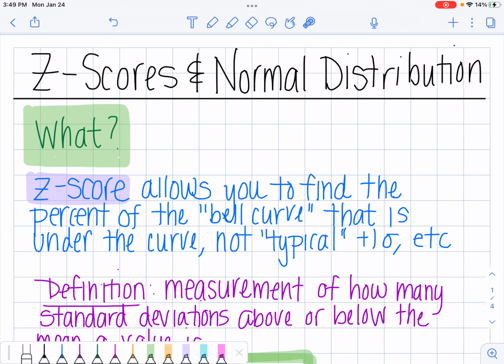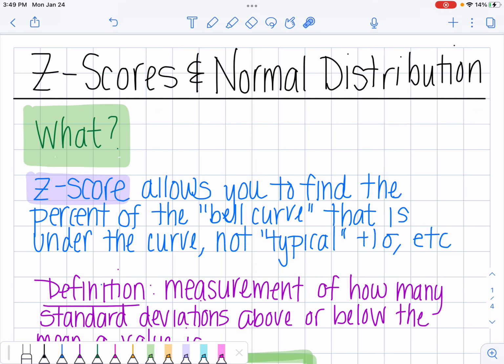Hi there, in this video we're going to talk about z-scores and normal distribution. So what is a z-score? A z-score allows you to find the percent of your bell curve, or your normal distribution curve, that's under the curve, that's not your typical percentages that they give you by just adding or subtracting whole number standard deviations.